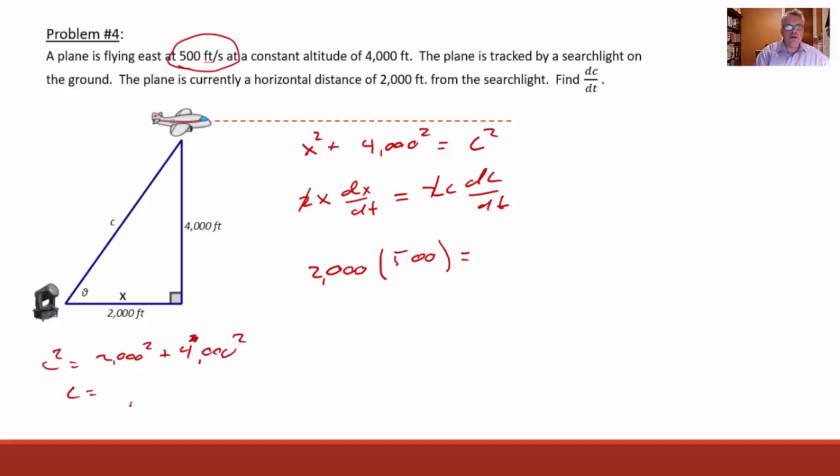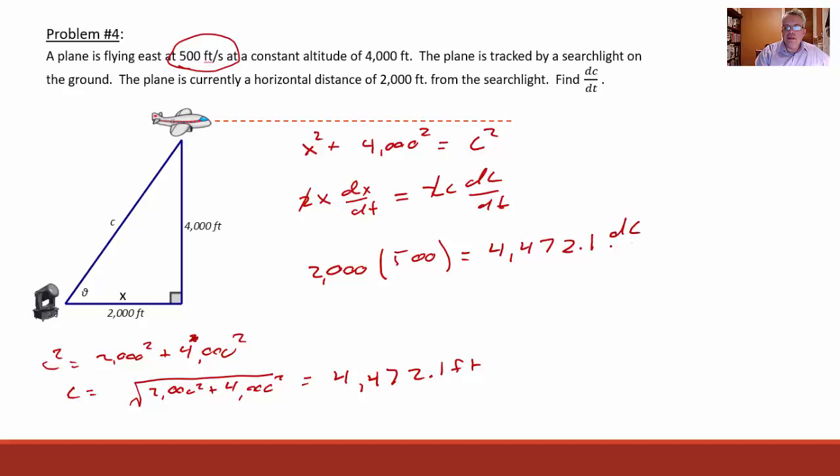So c is the square root of 2,000 squared plus 4,000 squared, which equals 4,472.1 feet. So this would be 4,472.1 dc dt. Okay, so if we divide by this, we have dc dt.